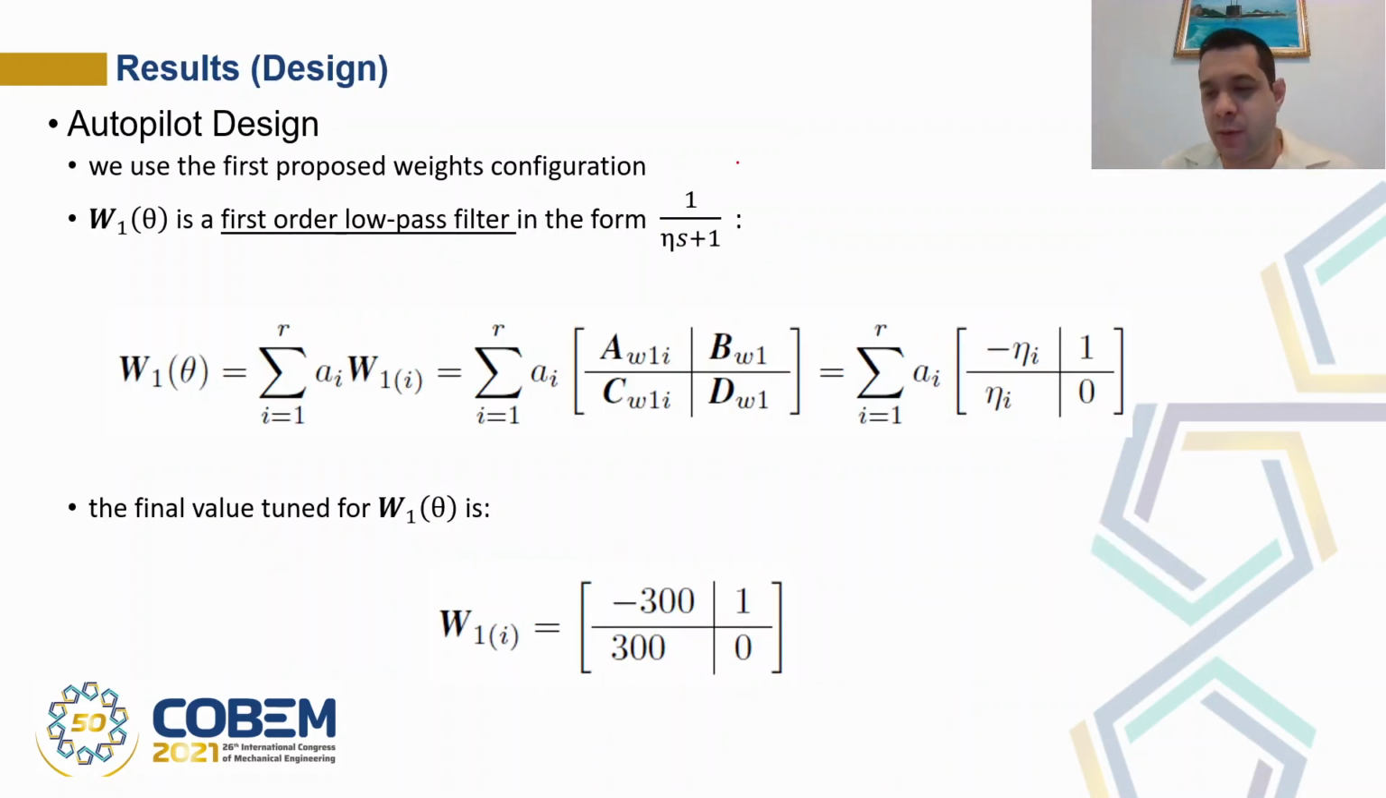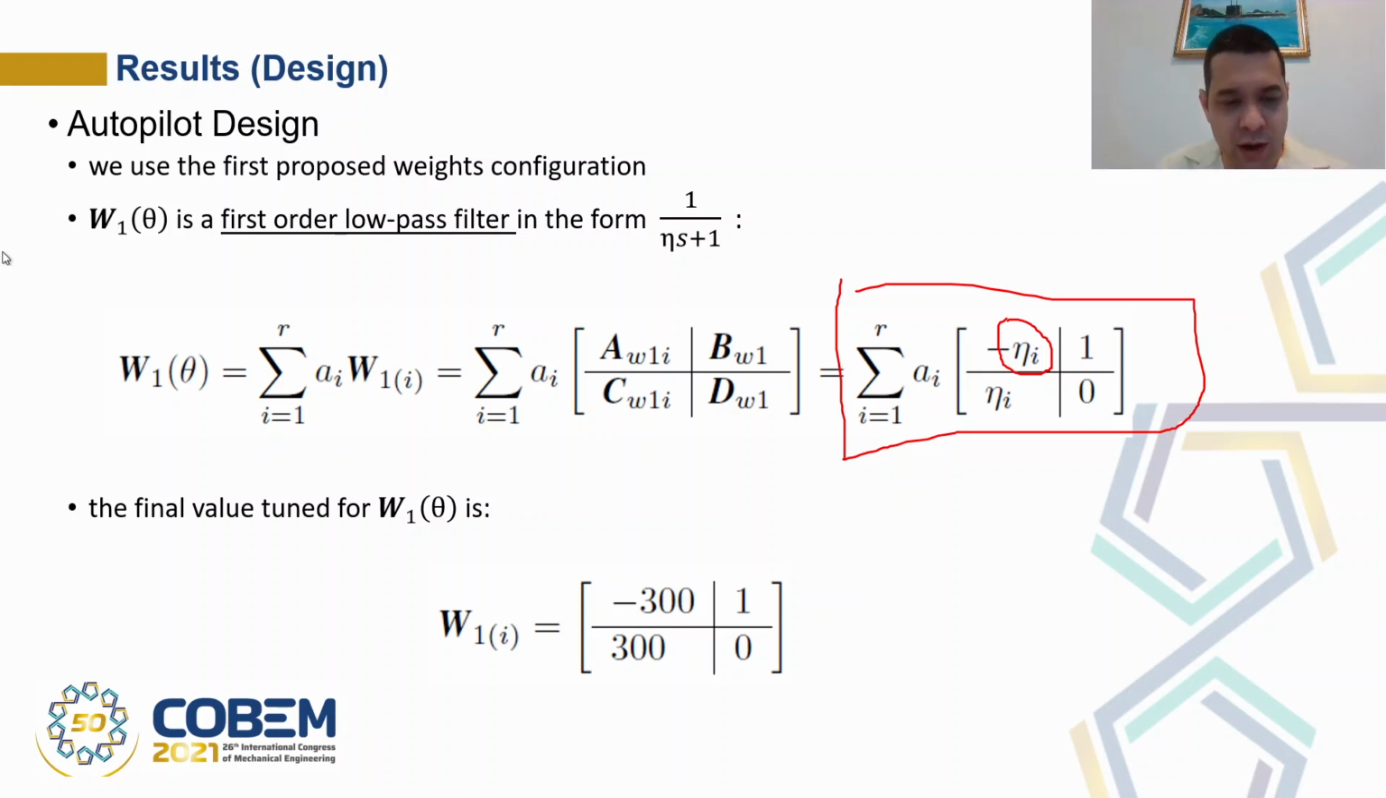We use the first proposed configuration for autopilot design. We define weight 1 as a first order low pass filter, and this is one state space realization. The parameter to be set is eta i, and we achieve the requirements with eta equals 300 for all vertices.